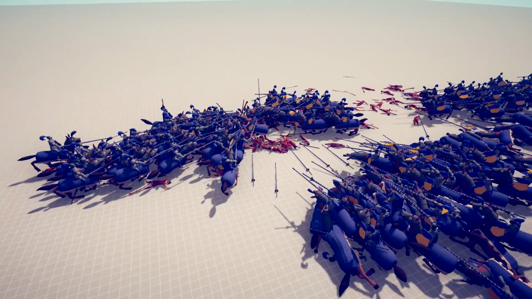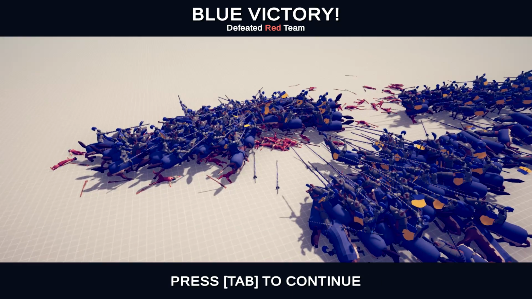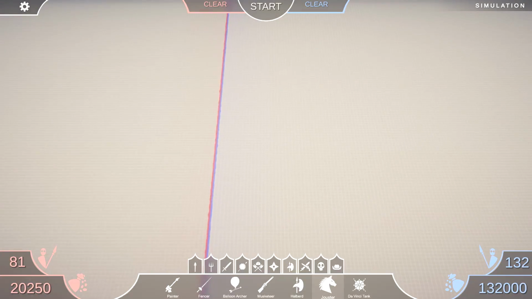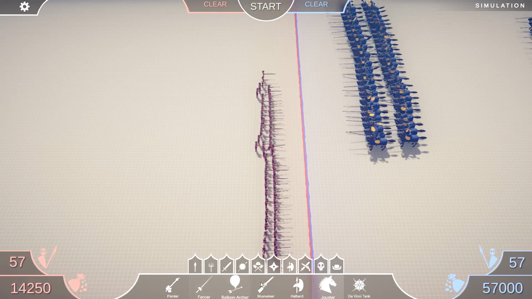An absolute annihilation. I'll tell you what, before we do the next thing, I think what we'll do is we'll add a rear line to see if they can fend off any better against yet another line of musketeers.